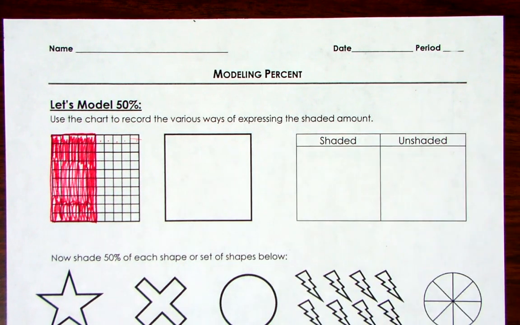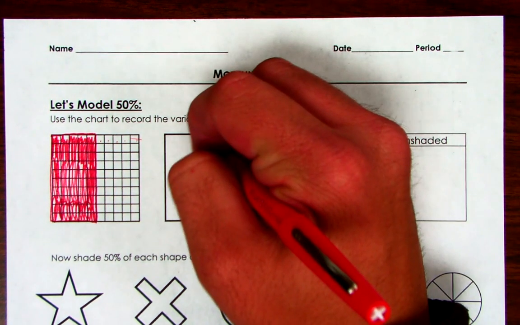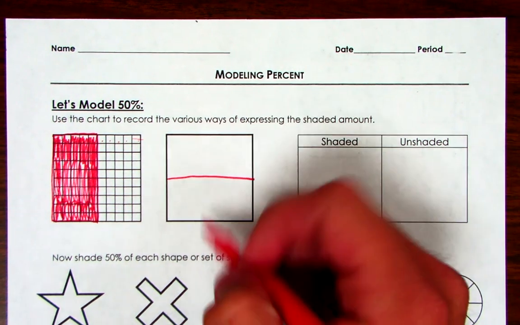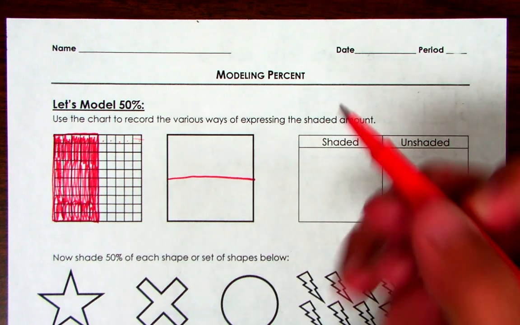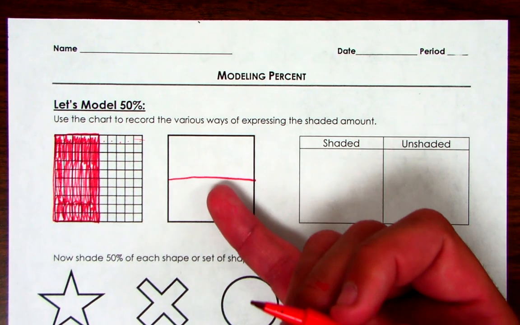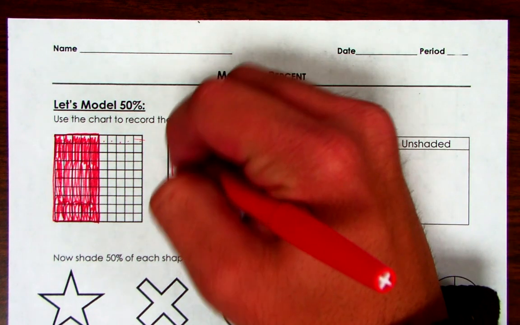Now, how about this one? Well, I could go this way. Cut it in half. Or you can cut it in half up and down, or you can cut it in half diagonal. Cut it in half this way diagonally. There's more than one way to split this picture up into half. Again, shade in half of it.